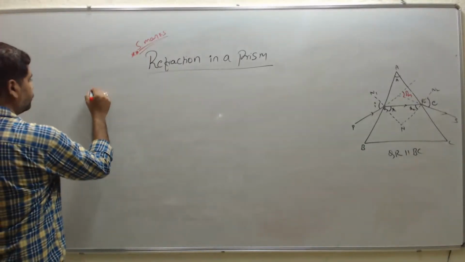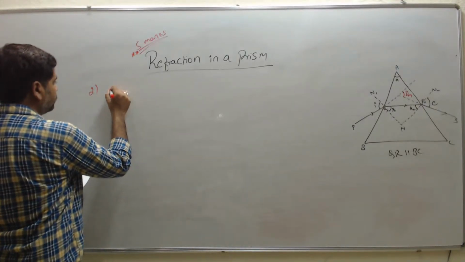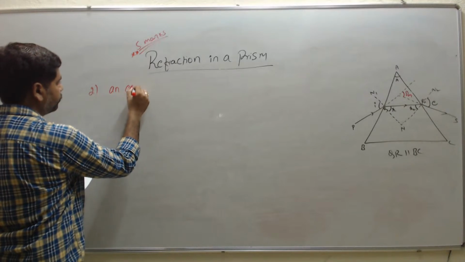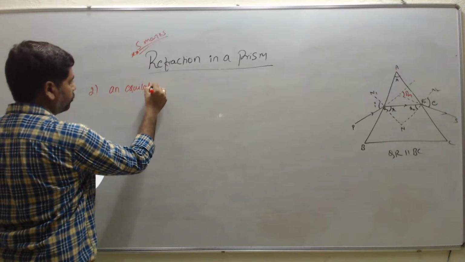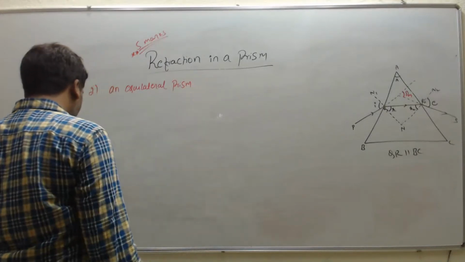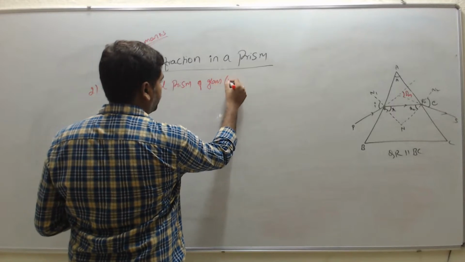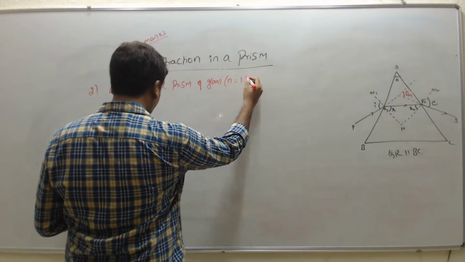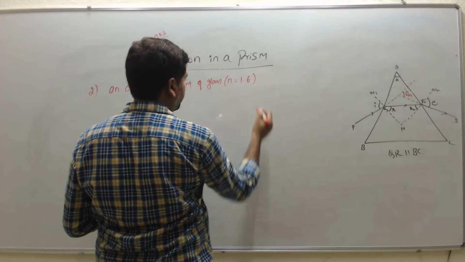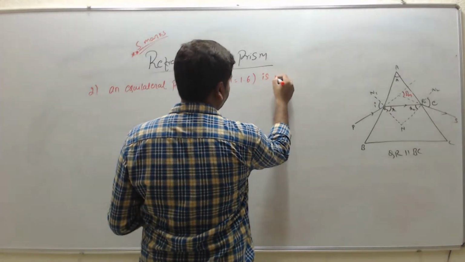Second problem. An equilateral prism of glass, whose given refractive index is 1.6, that is n is equal to 1.6, is immersed in water.